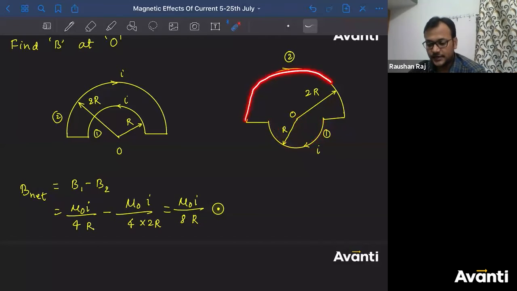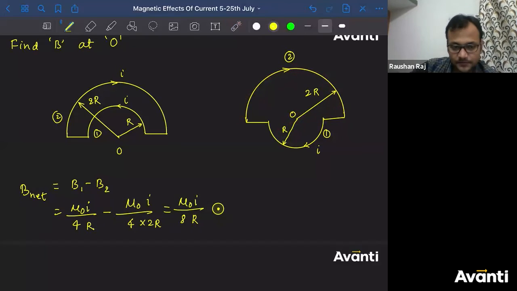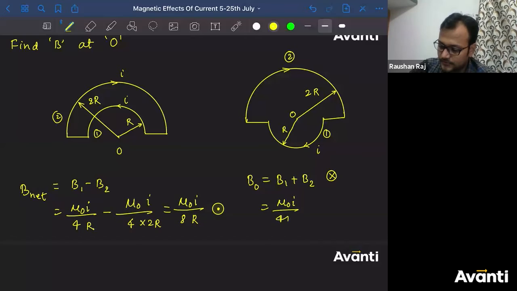Curl because of the second one. Curl your right hand fingers along this direction. What will be the direction of thumb? Into the plane. Can I say that? Because of both the elements, the direction of magnetic field is what? Into the plane. So net magnetic field will be equal to B1 plus B2 and that will be into the plane. Get the answer? Mu naught I by 4R plus mu naught I by 4 into 2R.